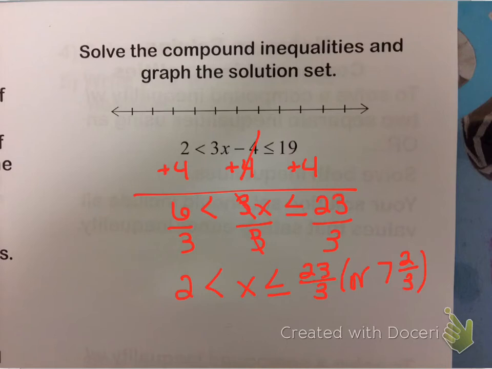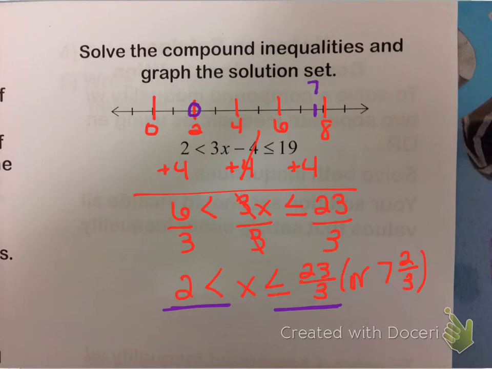So I'm going to make sure that I have room for that. So I'm going to put my 0 way down here. So here's 2, here's 4, 6, 8. And I'm going to draw this part first. So I put a hole there at 2. And then this part, at 7 2/3, I'm going to put a solid dot. So here's 7 2/3, would be right about there.